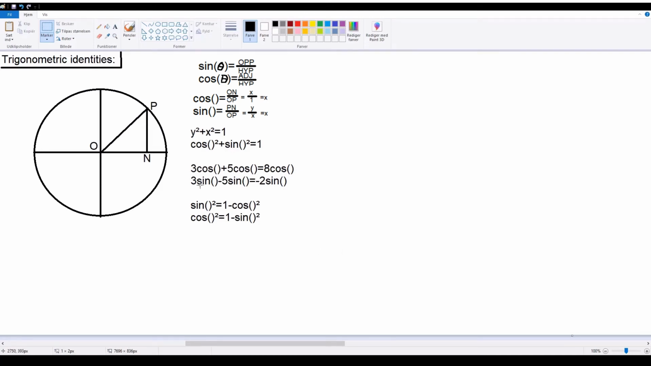So for example, you can say that you have 3 cosine and 5 cosine that equals 8 cosine. Same with sine. You have 3 sine minus 5 sine equal to negative 2 sine. And one thing you can also do is, if you have sine squared, it will be equal to 1 minus cosine squared. And this also goes the other way around. Same for cosine squared, which is equal to 1 minus sine squared. And then you can use these values to perform algebra with these extra properties of sine squared being equal to 1 minus cosine squared and cosine squared being equal to 1 minus sine squared, and so on.